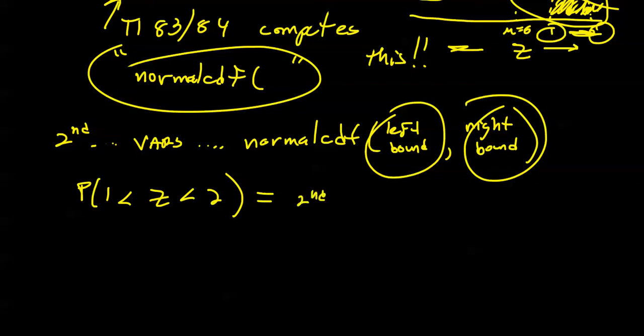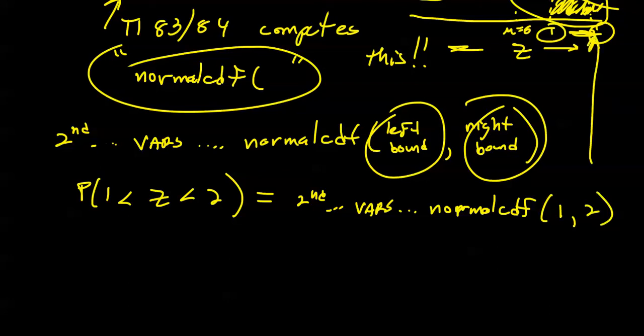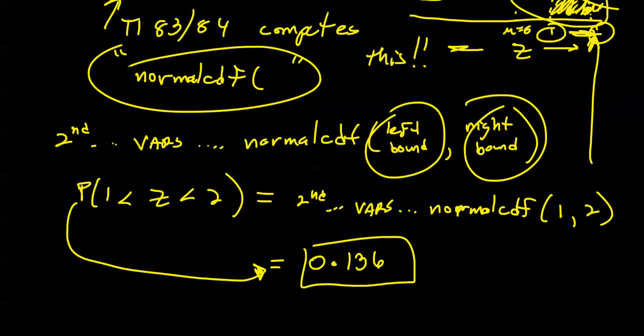Alright, so I claim the probability that z, a standard normal distributed variable, is between 1 and 2 is, well, you go to second, and then the vars, to get to the distribution menu. I'll call up normal CDF, cumulative distribution function, and of course my left bound is 1 and my right bound is 2. This will give me the area that I seek here. You enter this command and I get a 0.136, and that is the probability I seek. The probability that a standard normal distribution is between 1 and 2 is indeed 0.136.